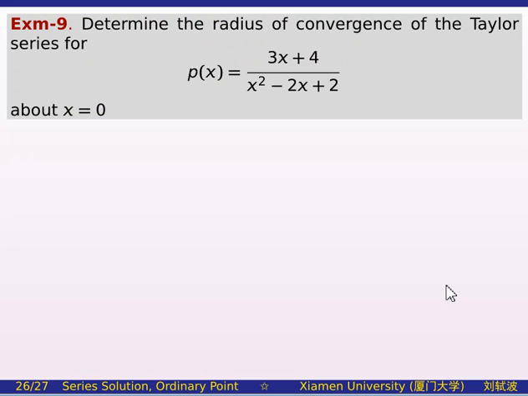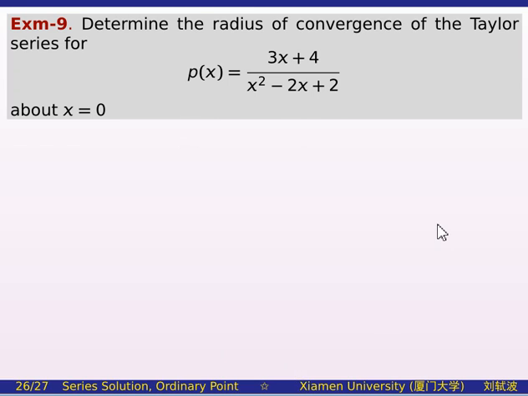Now we consider the next example. We have a function capital P, which is a rational function. We are required to determine the radius of convergence of the Taylor series for this rational function about x equal to 0. So how to solve this problem? We use the remark we just mentioned.